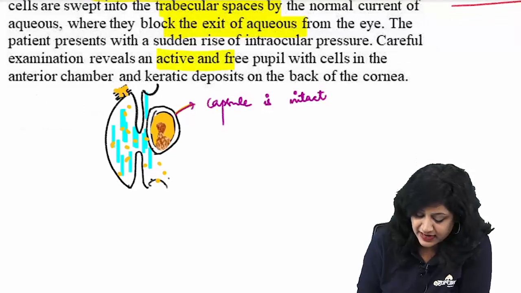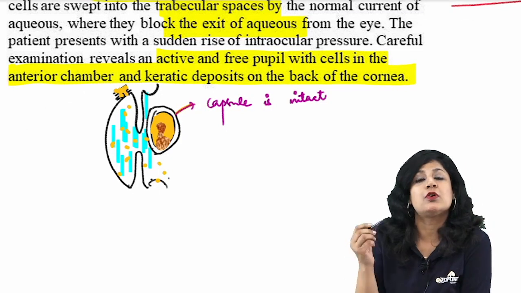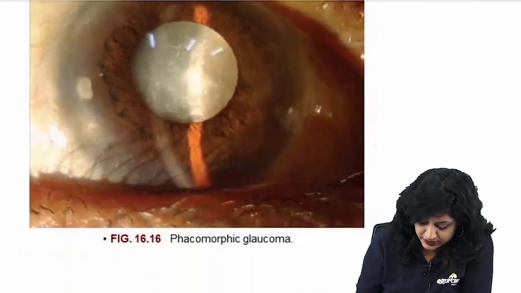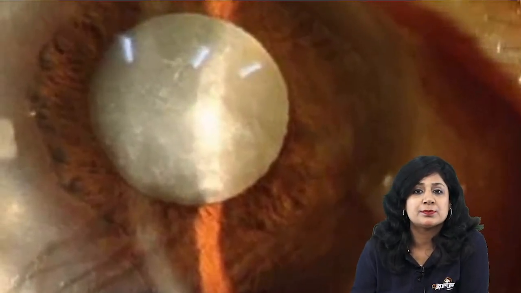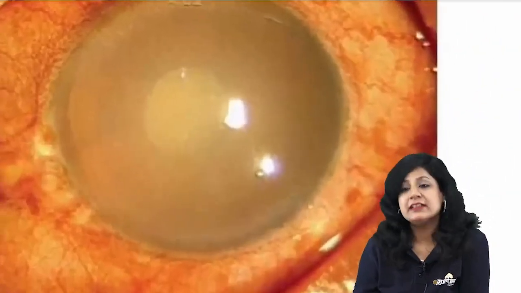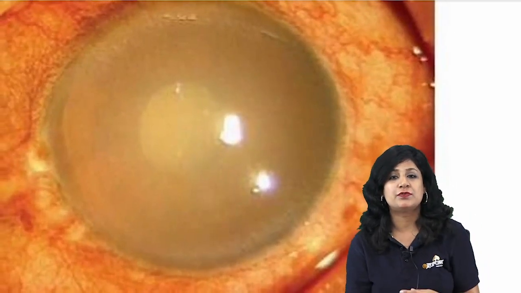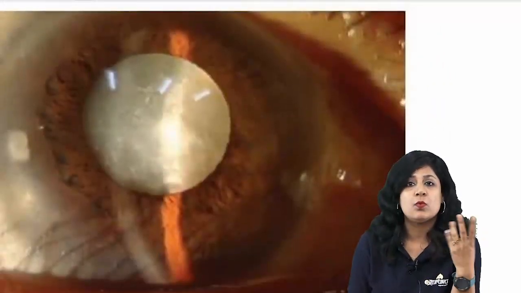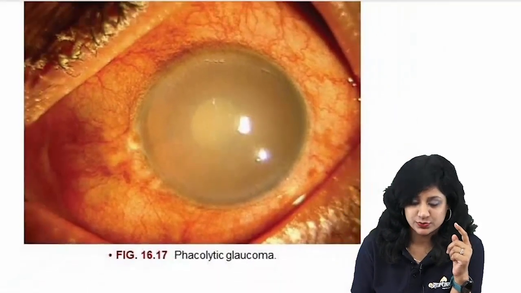Careful examination reveals an active and free pupil with cells in the anterior chamber and keratic deposits on the back of the cornea that show that it is inflammatory in origin, okay. So, this is your phacomorphic glaucoma. You can see the swollen lens here which has obstructed the pupil, right. This is phacomorphic glaucoma. While on the other hand, this is your phacolytic glaucoma. Can you see the difference here? Can you see the liquefaction of the cortex? We can see the transparency here. While if you look here, this is completely white. So, that is the difference between your phacomorphic as well as the phacolytic also, right.